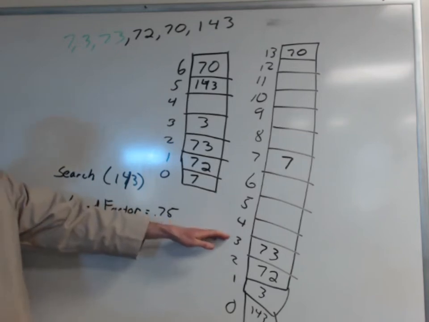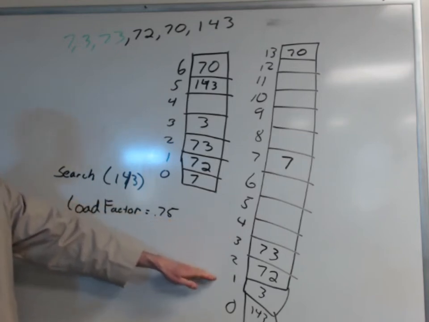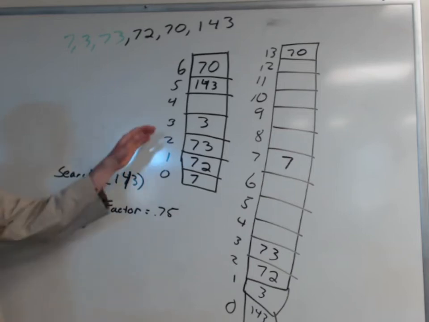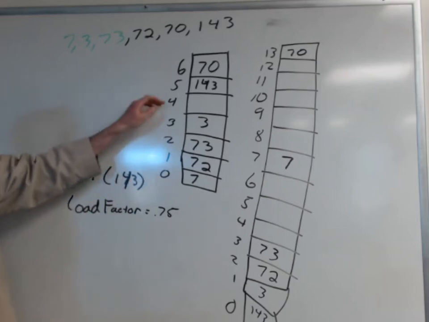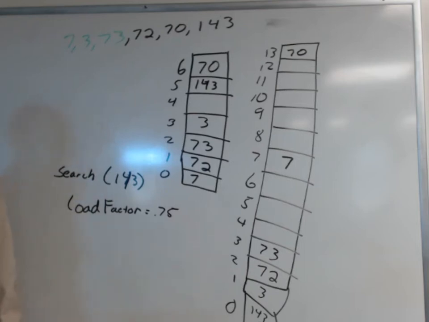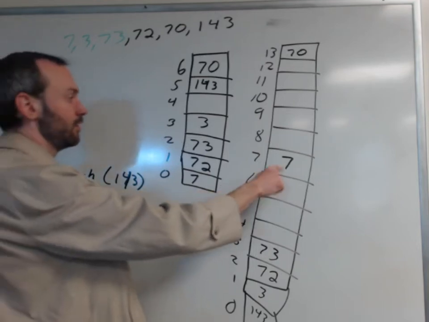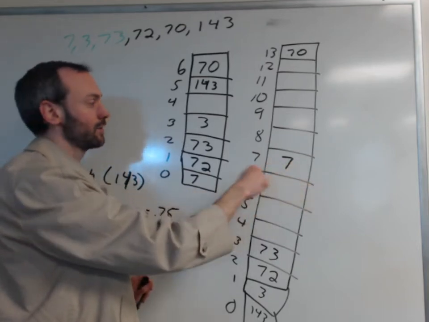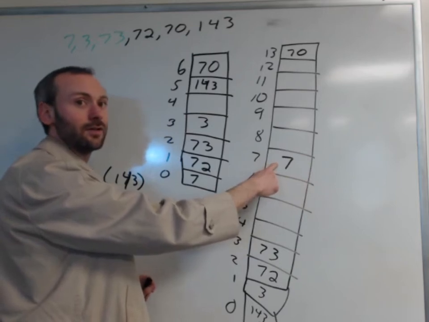Now your question was about 3. 3 would go here, but we still have to scan until we find it. But we don't have to scan as long as opposed to with 143 where we had to go through most of the array. This one you just go through a part of the array. Why is it if you search for 7, you would go straight to 7? If you search for 7 over here, you would go straight to 7 because 7 mod 14 is 7 and there it is.